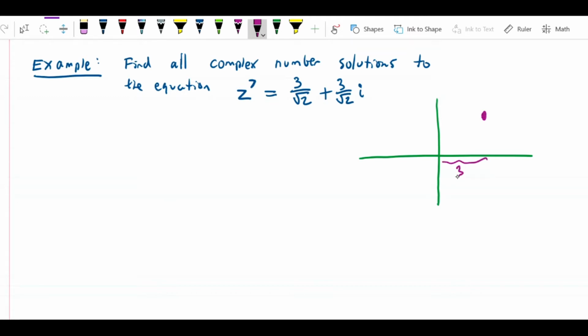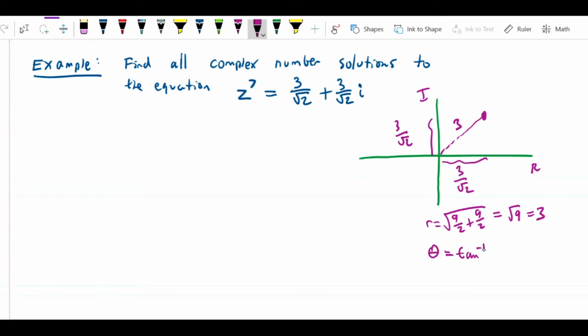So if this is 3 over root 2 on the real axis and 3 over root 2 on the imaginary axis, then we can see that the number, using the distance formula, is going to have a radius of square root of 9 over 2 plus 9 over 2. I'm just squaring the 3 over root 2, and that gives us the square root of 9, or 3. So the radius of this number is 3, and we can see that its angle theta is going to be arctangent of 3 over root 2 over 3 over root 2. Isn't that surprising? It's going to be arctangent of 1, which is pi over 4.